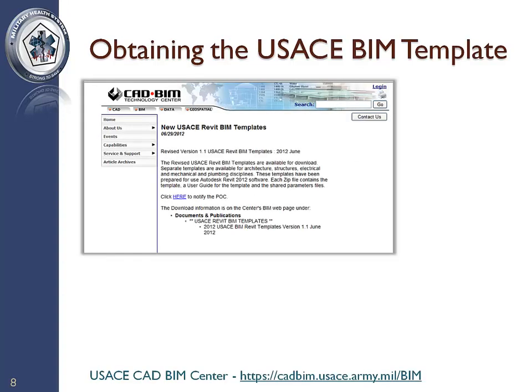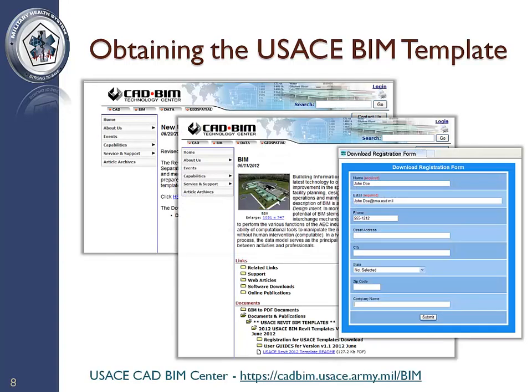The USACE AEC 5.0 CAD Standard is available in draft form and currently under development. The USACE CAD BIM Center has released the Architectural, Structural, Electrical, and Mechanical Revit 2012 Templates version 1.1. Registration is required to download the template files located on the CAD BIM Technology Center's website. Its URL is shown on this slide. From this web page, users can download the template file to their workstation and proceed to unzip and copy the files to their Revit template directory.